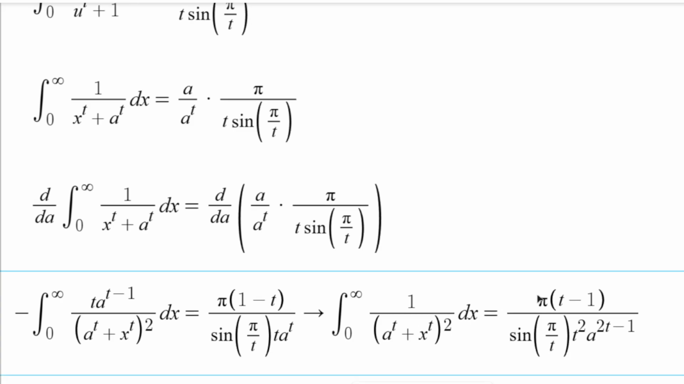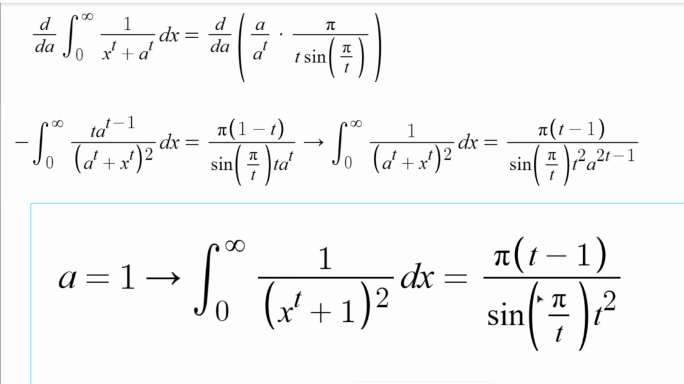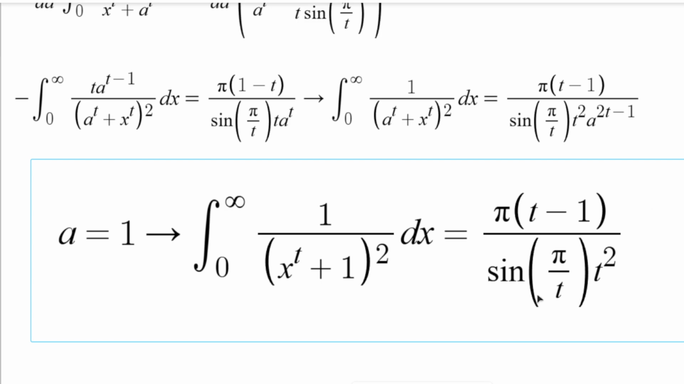All right. And then the next step is just to let a equal 1. And we now have our generalized expression for the integral from 0 to infinity of 1 over x to the t plus 1, all squared. And that is equal to pi times (t minus 1) over sine of pi over t times t squared.